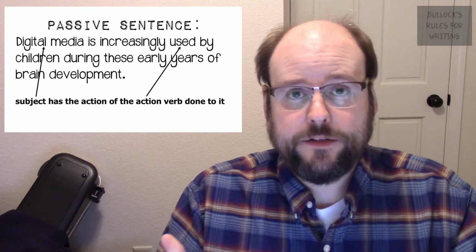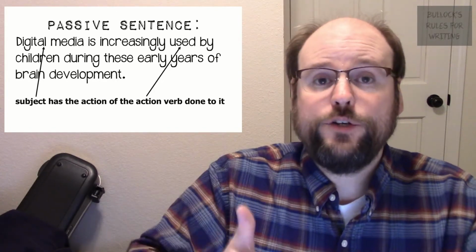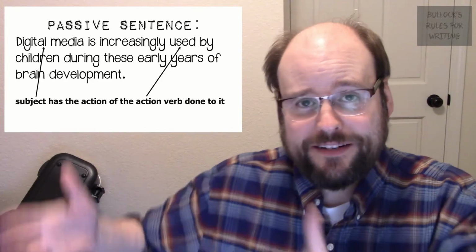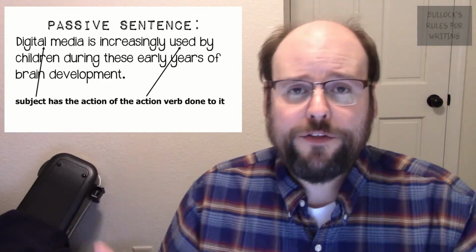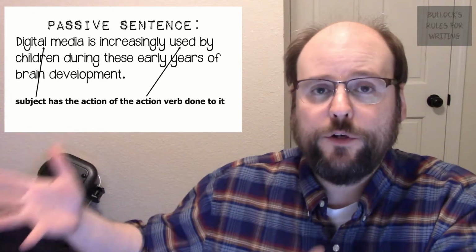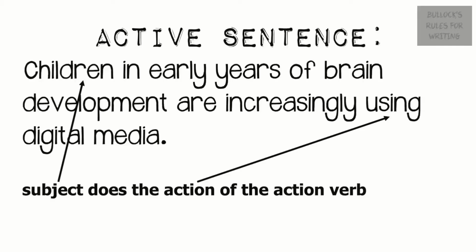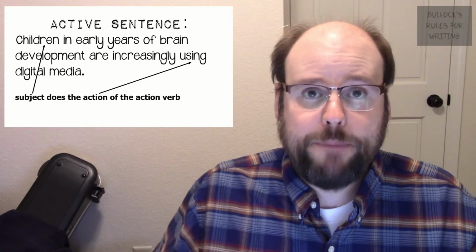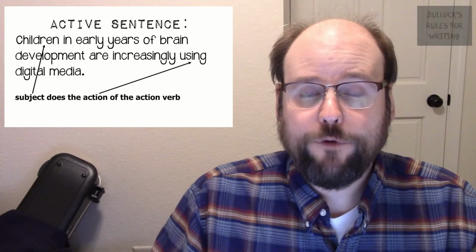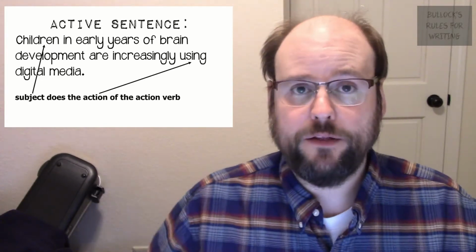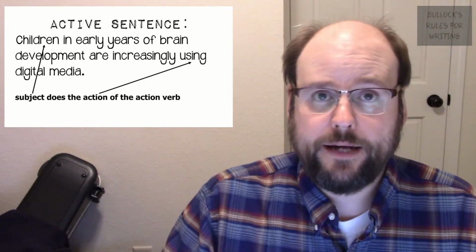There's an action in that sentence, right? It's using, and it's the digital media that are being used, and it's the children who are doing the using. But the authors here have switched those around. They put digital media first instead of the children. If we were going to write it in an active voice, we would actually just simply say, children in the early years of brain development are increasingly using digital media. And in fact, I bet if these authors were writing for a popular audience, if this was going to get published in the local paper or on a blog post, they would probably use the active voice.